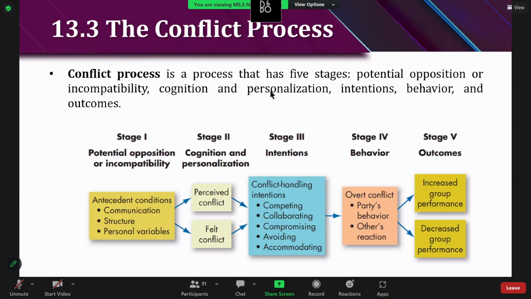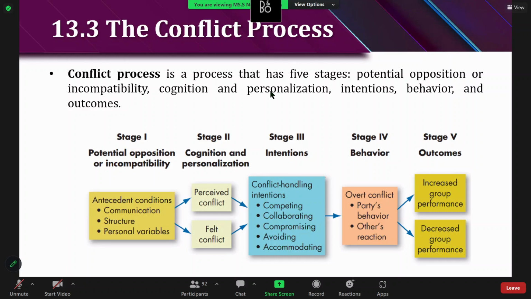So the first one is the potential opposition or the incompatibility. We can display this conflict process like a graph like this. So in stage one, there would be antecedents like communication, structure, and personal variables, which will lead to the perceived conflict and the felt conflict. And again, that will lead to the intentions, like conflict handling intentions: competing, collaborating, compromising, avoiding, and accommodating.